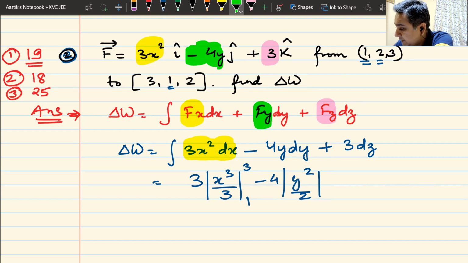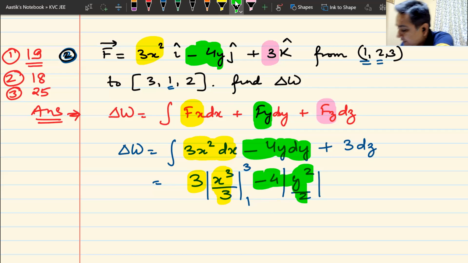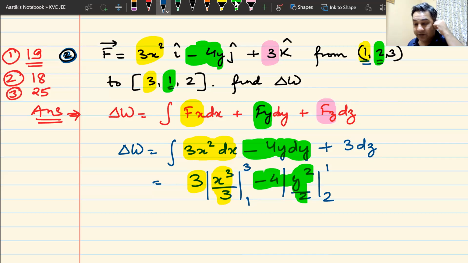So I'll just mark it in green and yellow so that you understand how I've achieved this. So this is 3x cubed by 3. This is -4y dy, -4y dy. So this is -4y square by 2. And I am just putting the limits. The limits are also in green, 1 and 2. 2 is the initial limit, the lower limit, 1 is the final limit. So I've marked everything here in different colors, 3 colors I recognize and 3 colors I've used. What is the initial point? Lower limit is 2, upper limit is 1.